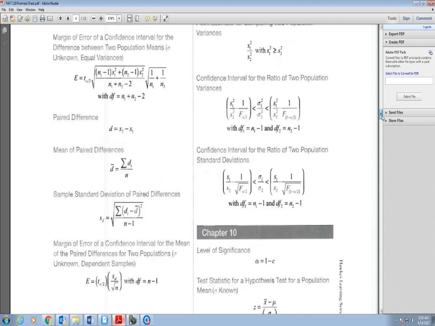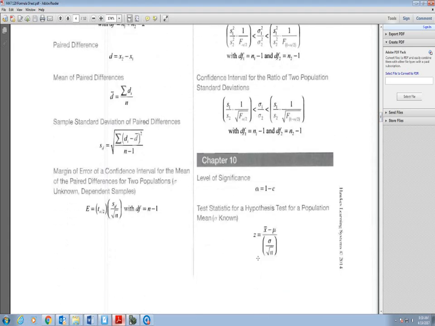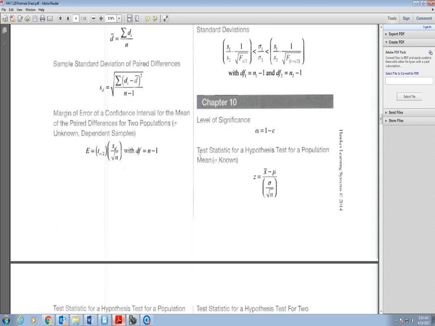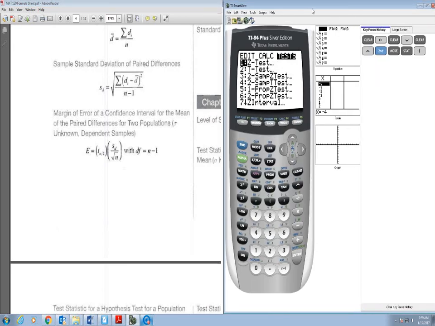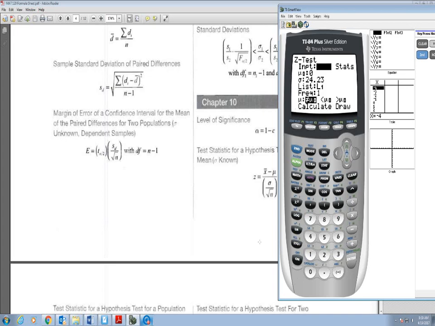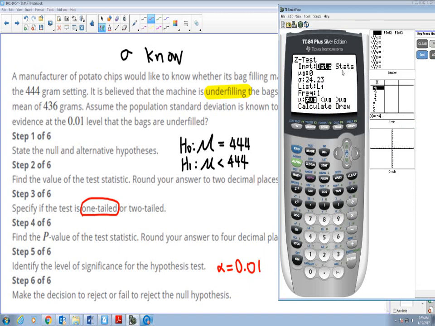Because this is chapter 10, the test statistic. The reason I'm picking z-test is because my sigma is known, because it told me what my population standard deviation is. So when you see this z right here, that tells you to use a z-test. All right, so I will pick number 1, z-test.